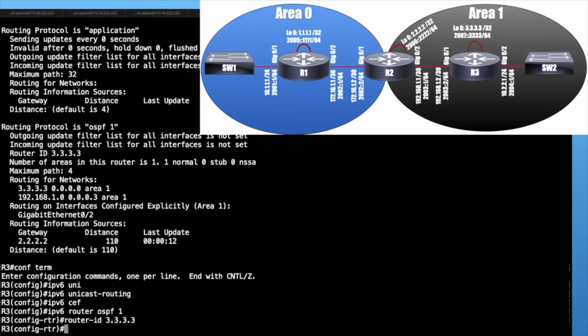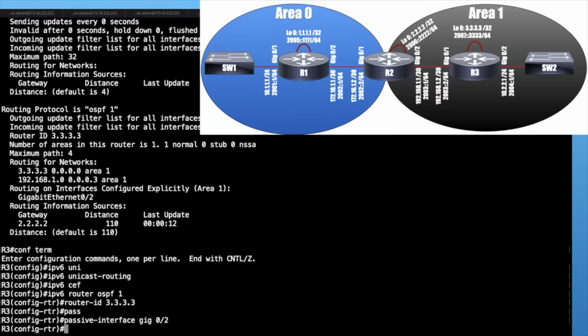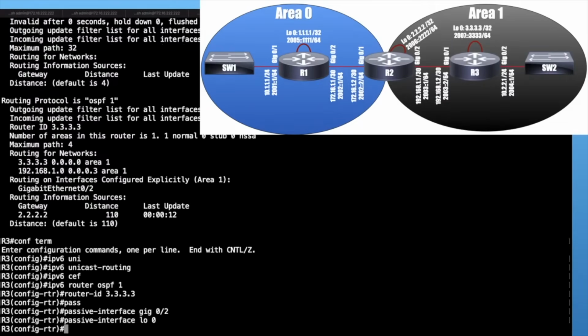I could make a passive interface out of gig 0/2, I suppose. It's not going to another router. I'll say gig 0/2. You know what? Come to think of it, I can make a passive interface out of loopback 0. It's not going anywhere either. Let's stop with our router config right there.